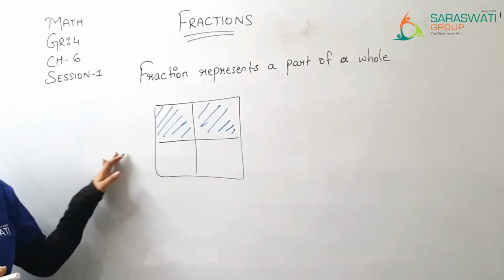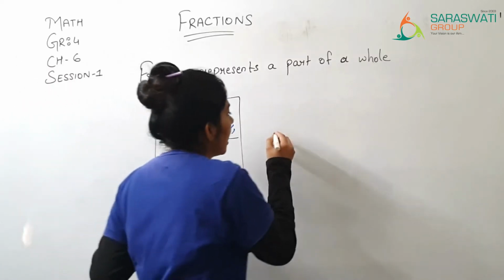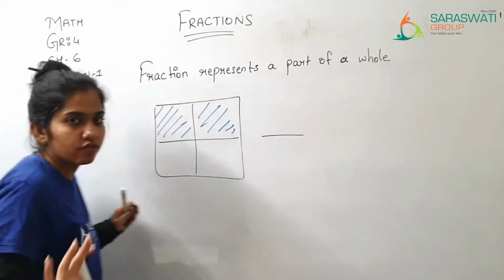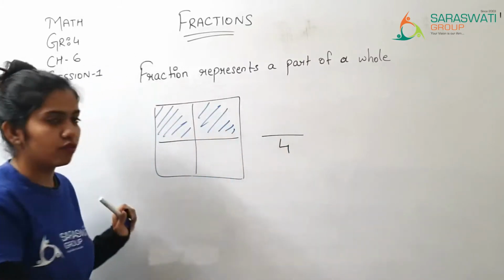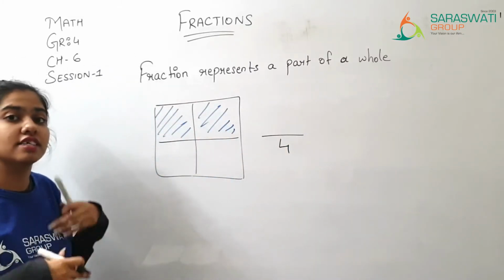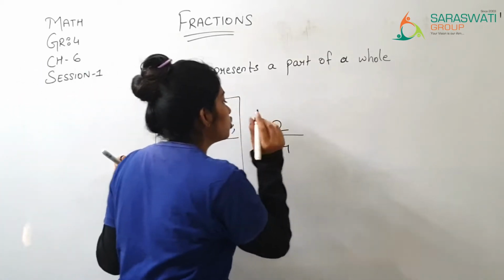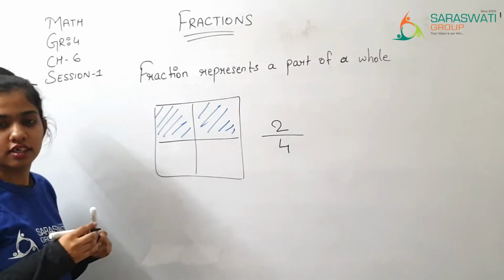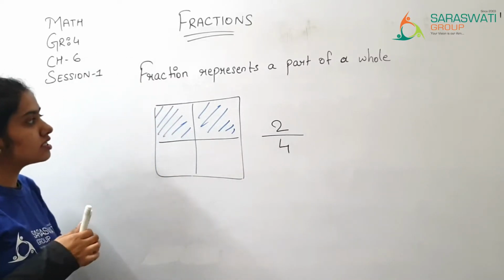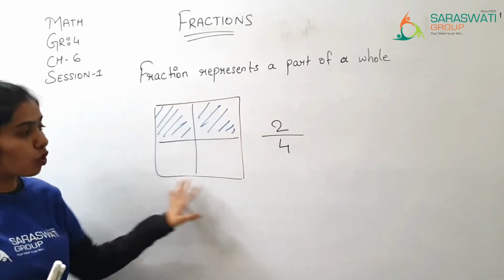So, what is the fraction of this? First of all, how many parts in total do we have? We have 4 parts. So, over here we will write 4. And how many parts are shaded? That are 2 parts. So 2 by 4 is your fraction, because this 2 represents a part of a whole thing.